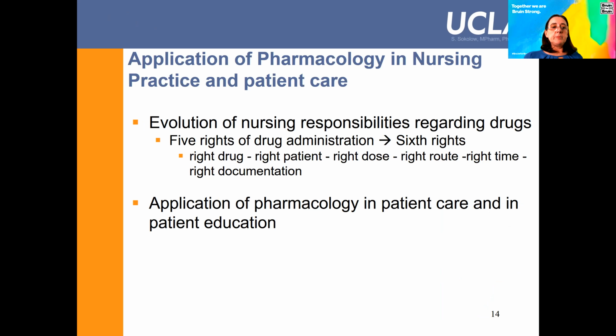There is, about that, the evolution of the nursing responsibility regarding drugs. It used to be 5 rights of drug administration and became 6 rights, which is giving the right drug to the right patient at the right dose via the right route at the right time. And now you need to have the right documentation. You have to know where to find the right information to provide to the patient in case they ask you a question about the medication, and you need to be educated about those medications, those drugs.